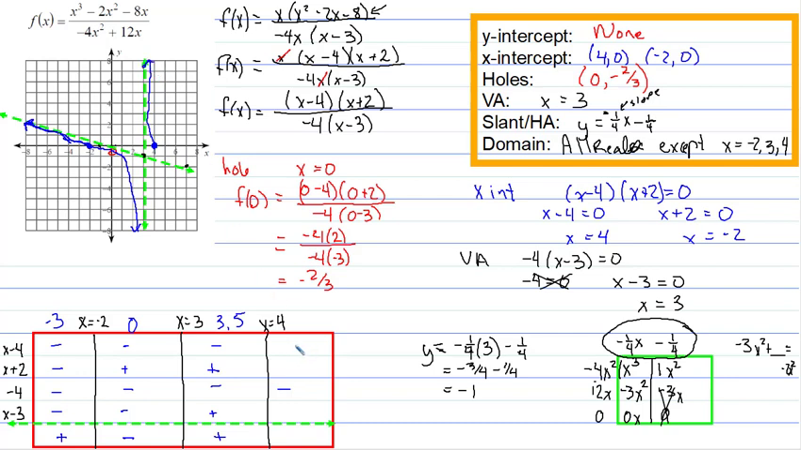Let's go to the next one. Choose a number bigger than 4. 5. 5 minus 4, positive. 5 plus 2, positive. 5 minus 3, positive. So in this section, I have 1 negative. So that means from here on, I am negative, and remember that we are going along this asymptote, so we're not going to go below it. And that's graphing that slant asymptote.